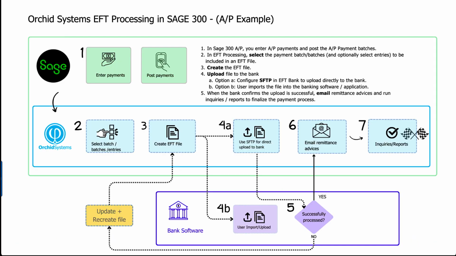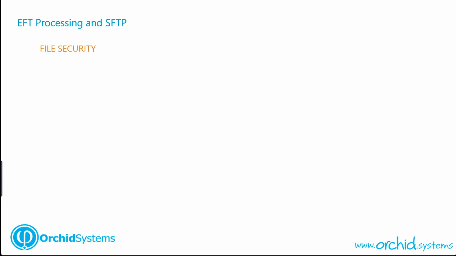We touched on the EFT processing process in the previous topic, where you enter and post your payments. You then create the EFT file, at which point you have two options. Option one is to save the file on a network folder or download it, especially if you're using the EFT web screens, or use SFTP for direct upload to the bank. So let's focus on SFTP for now.